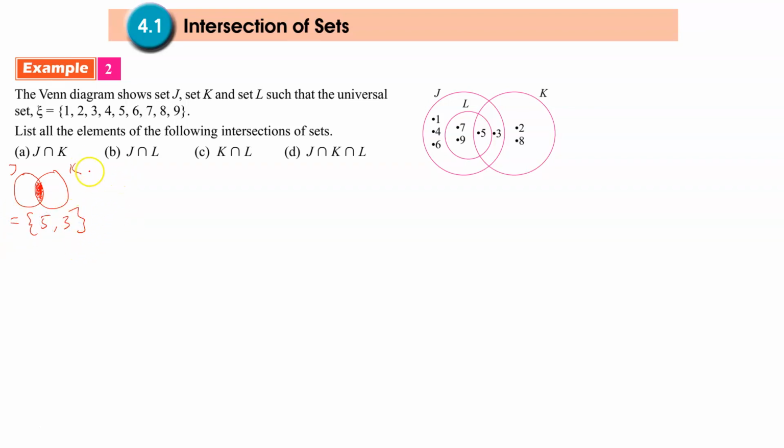Untuk B, J intersect L. J dengan L, cuma tengok diagram J dengan L saja. So kalau J dengan L, J dekat luar, L dekat dalam kan. So intersection dia adalah di sini. J dengan L bertindih. Overlap is at L. So what are the elements at L? Kita ada 7, 9 and 5.